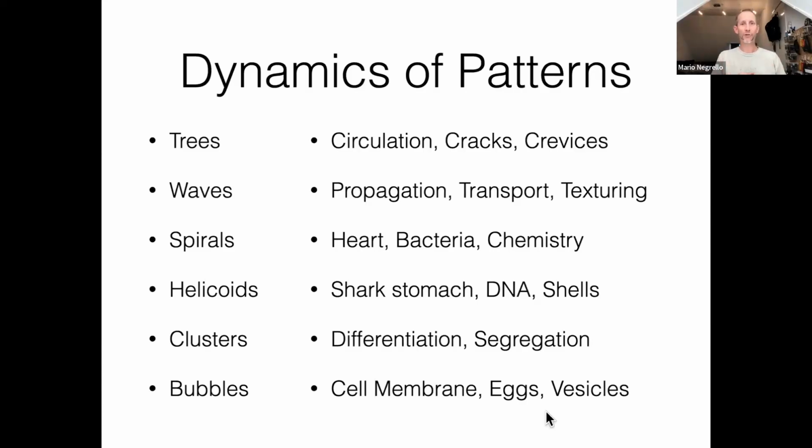You can think about them. You see spirals in the heart, in the propagation of contractions in the heart, especially when it's healthy. You see spirals in the slime mold. You see spirals in chemistry. You see helicoidal patterns in the stomach of sharks. You see helicoids in DNAs and in shells. You see things clumping up, like in clusters, as in cell differentiation, segregation.